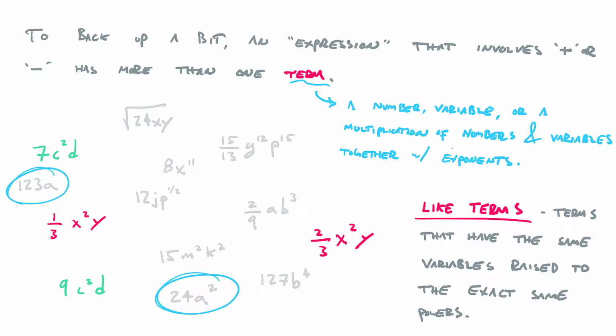123a and 24a squared are not like terms because on one of them, a is being squared. So again, kind of emphasizing the point, not only do they have to have the same variables, because these two terms that I've circled here do have the same variable, they both have an a, but they're not being raised to the same power. And that's what makes them not like terms in this case.